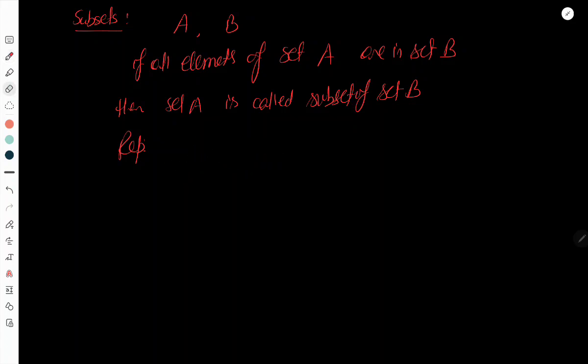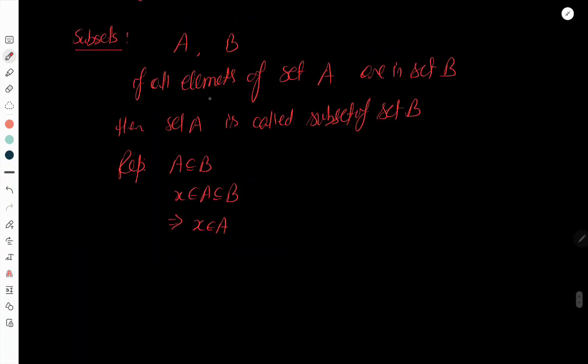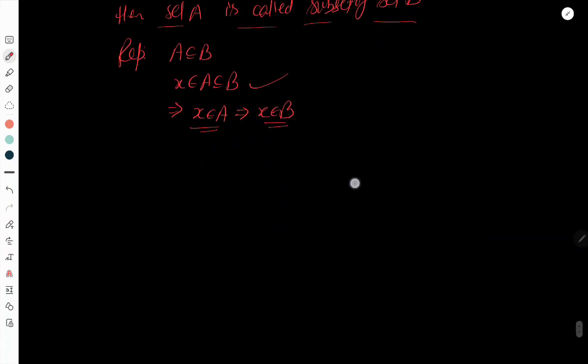A is a subset of B means what? If I am taking X belongs to A, A is a subset of B, what is the meaning of this? It means that X belongs to A, all the elements of set A are in set B, which means set A is called a subset. If I am saying X belongs to A, this implies X belongs to B automatically, because you are saying that if X belongs to A, then X belongs to B. This is the meaning we are getting from here. So this is a subset.